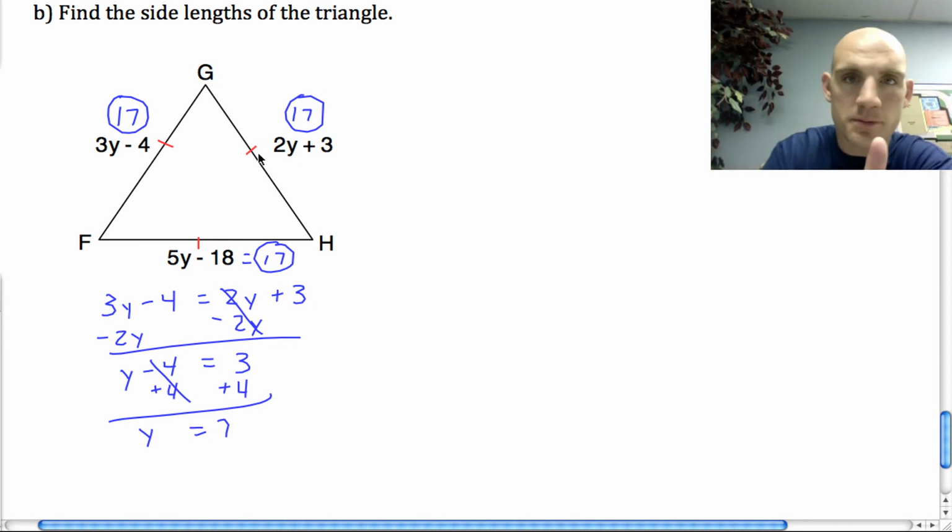So when you're doing these problems, make sure you're using the definitions of the triangles to help you out with finding the angle measures and the side measures.